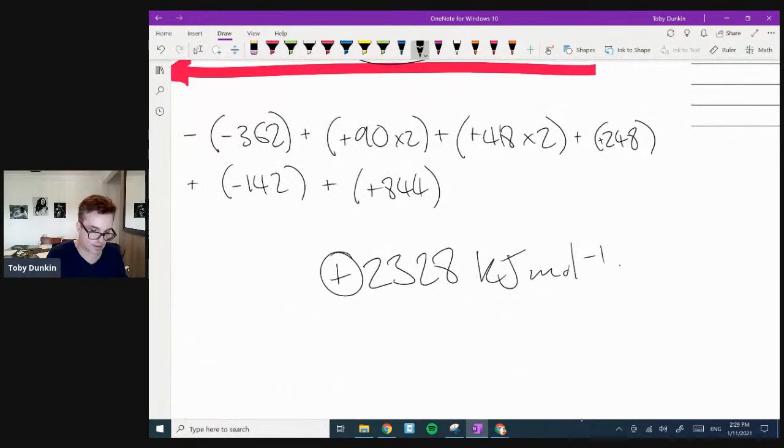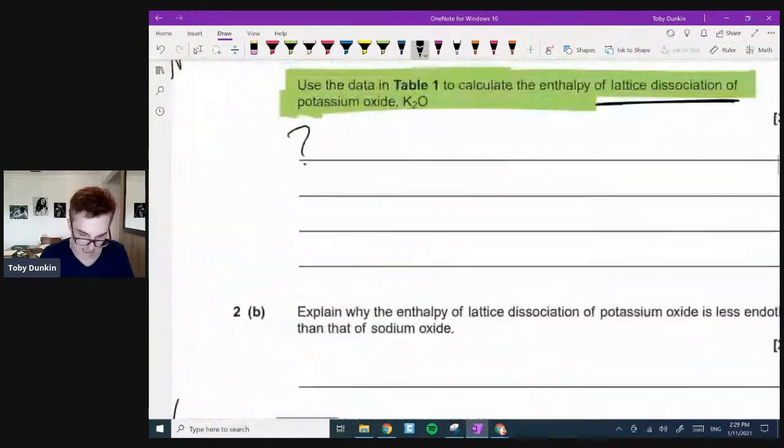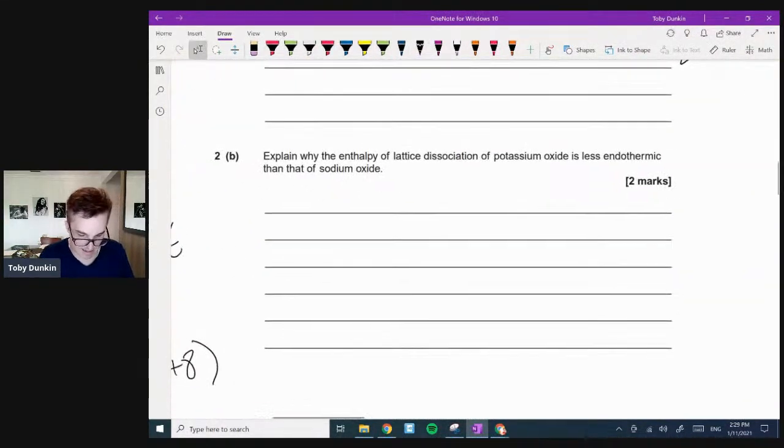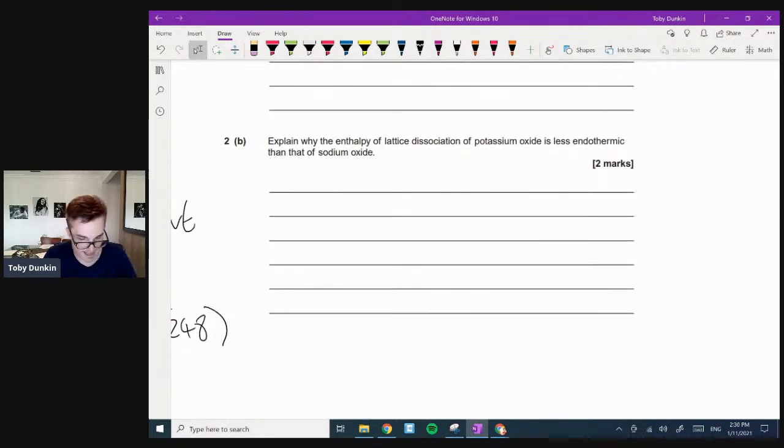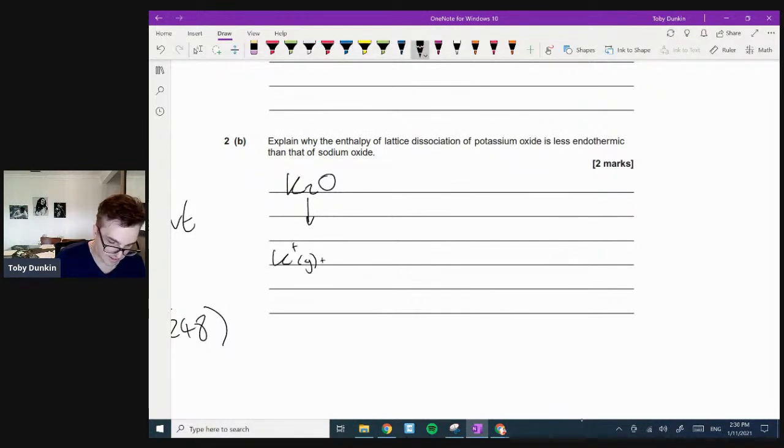Remember that the calculator doesn't show you that positive, but you need it because you're telling them it's endothermic. So that completes that question over here. Explain why the enthalpy of lattice dissociation of potassium oxide is less endothermic than that of sodium oxide. Oh, that's quite nice. So they're saying that the lattice dissociation of potassium oxide, so I'm going to rip that apart and form K plus gas and O2 minus gas, that's positive delta H because it's endothermic, we're breaking bonds, is less endothermic compared to sodium oxide.